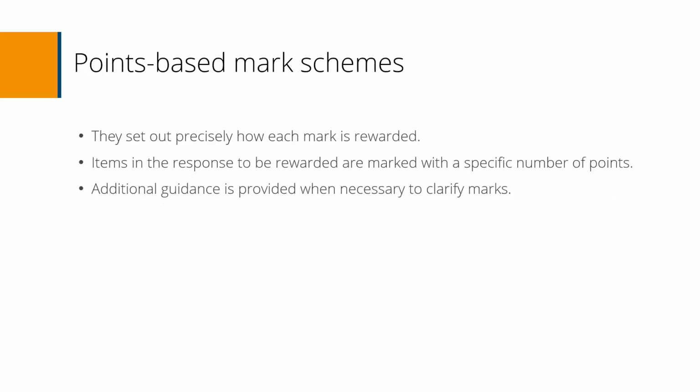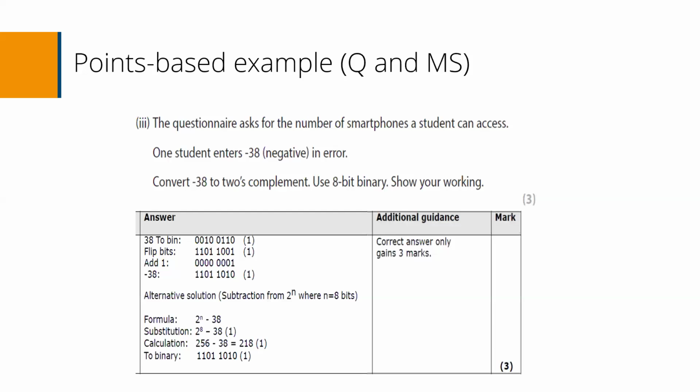A points-based one then, they do something, it's correct, they get a mark. Here's a points-based example, all right, for you, and this is on page 4 of the spec, right? Right, in this mark scheme here, you have, all right, 2 possibilities, all right?